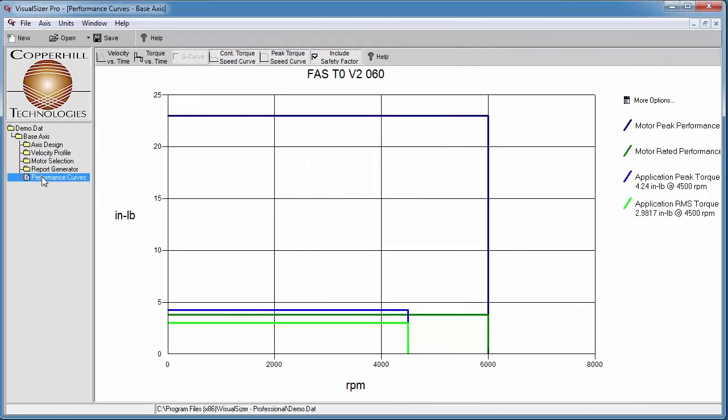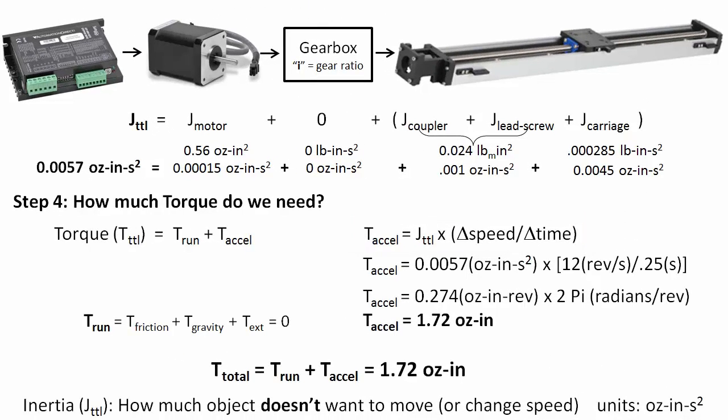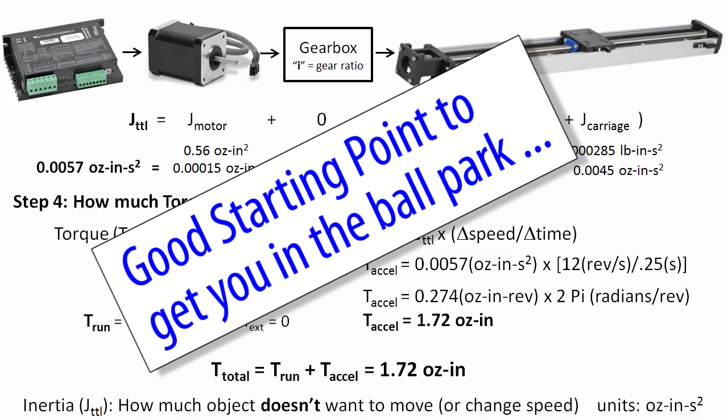You can then view your system performance. Here's what the motor is capable of peak and rated, and what your system requires, peak and RMS. If you do a lot of this kind of stuff, it's worth spending the time to learn how to use this really cool tool. Regardless of how you calculate the inertia, please remember that these calculated numbers are just a good starting point. You still need to apply some experience and common sense.